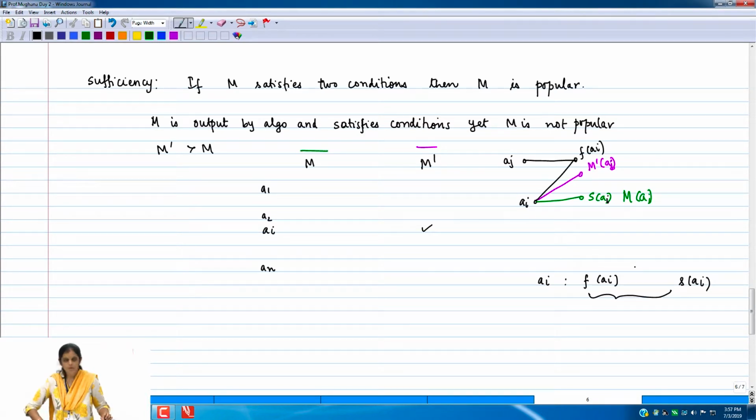Now what do we know about all these posts? This is its own F post, but what about a post which is sitting here? It is an F post for somebody, right? What happens to a green edge incident on this? This M prime of AI is some post, which is some P. Can it be left unmatched in the green matching? Because the green matching satisfies the two conditions, therefore there is a green edge incident on it, right?